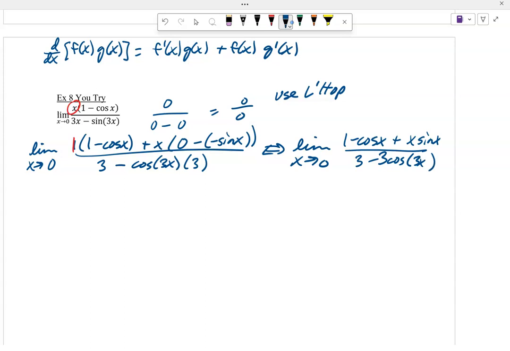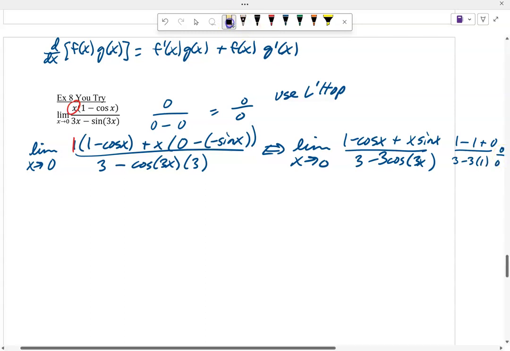Now if I throw 0 in, it looks like I've got 1 minus cosine of 0 is 1, plus 0 times sine of 0 is 0, all over 3 minus 3 cosine of 0 is 1. So it looks like I get 0 over 0. So we're gonna have to use L'Hopital's rule again. So let me write over here, L'Hopital's again.